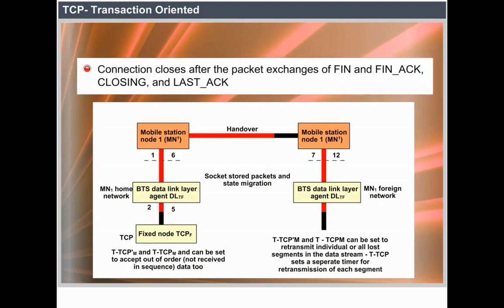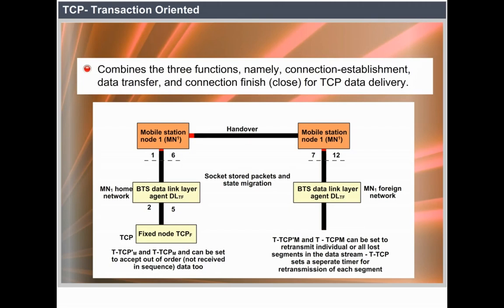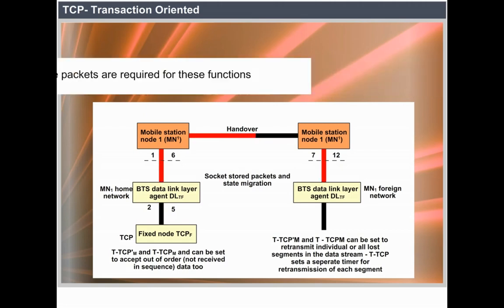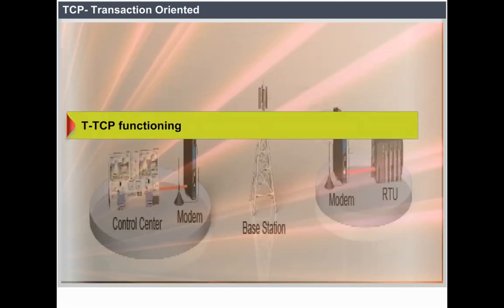Connection closes after the packet exchanges of FIN and FIN_ACK, closing, and last_ACK. It combines the three functions, connection establishment, data transfer, and connection finish close, for TCP data delivery. Only 2 or 3 packets are required for these functions. Figure shows transaction-oriented protocol function, TTCP functioning.